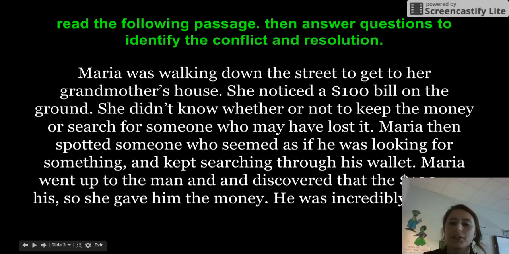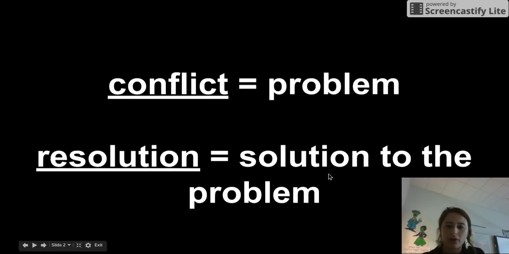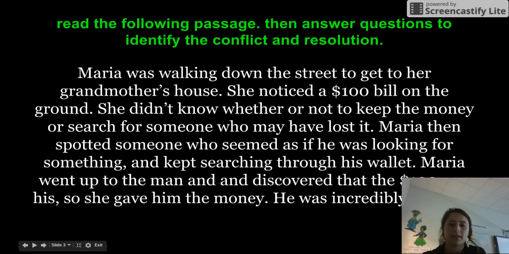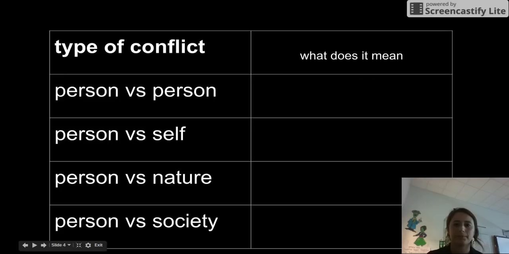So I know this is really tricky too, guys. He was incredibly relieved. That is not a resolution. That didn't actually solve anything. Sure, it was a result of it being solved, but make sure you don't choose that, okay? The fact that she gave him the money because he discovered that it was his, that's what actually solved her conflict of not knowing what to do.